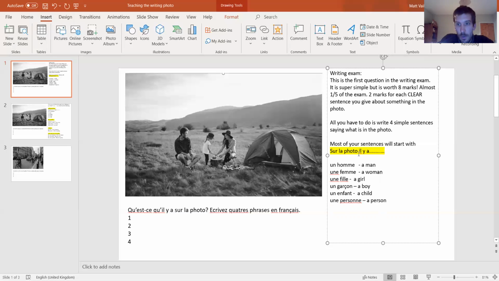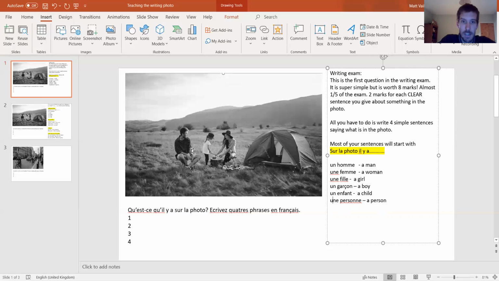So, sur la photo il y a un homme. Sur la photo il y a une femme. Sur la photo il y a une, and so on and so forth. You get the idea. Okay, so actually with those 6 nouns there, you pretty much could be sorted.